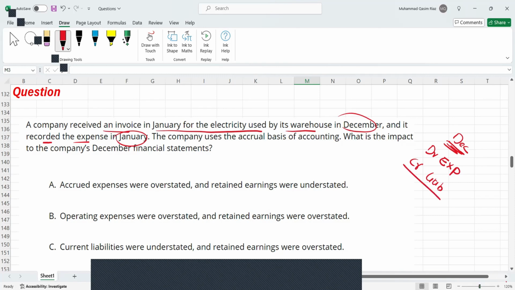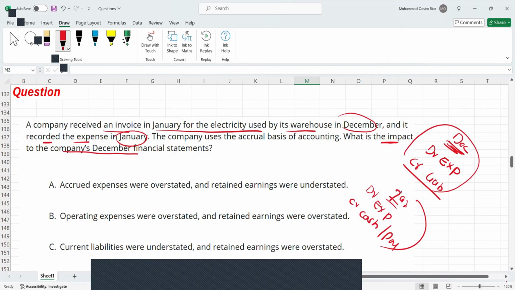December. Okay, but in actuality they have recorded in January, so they have recorded debit expense, credit cash or payable, because there is no information whether this expense has been paid in January or not, but they're saying it is recorded. So it means this expense should have been recorded in December but is recorded in January. So what is the impact of this error? This is the question.